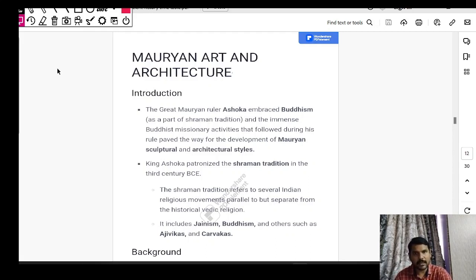Ashoka patronized this, he was against this Brahmanical domination, and he wanted to give support to others. He embraced Buddhism. Okay, Chandragupta Maurya embraced Jainism. Ashoka embraced Buddhism.